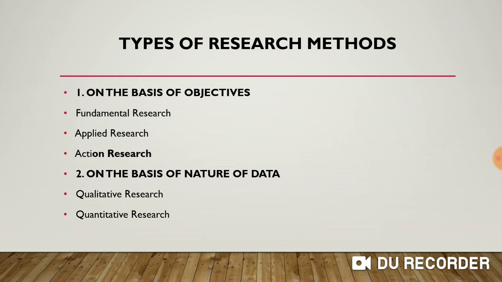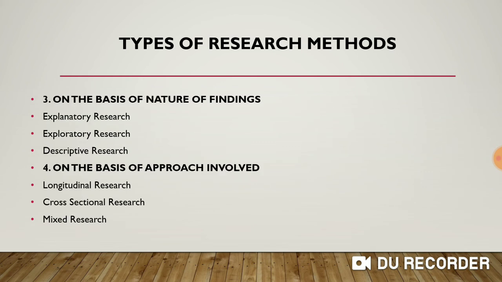Another type of research that researchers normally use is on the basis of nature of data. There are two types of research based on nature of data, qualitative research and quantitative research. Depending upon the nature and structure of research, the method of research depends. The third type of research, which is on the basis of nature of findings, is explanatory research and descriptive research.